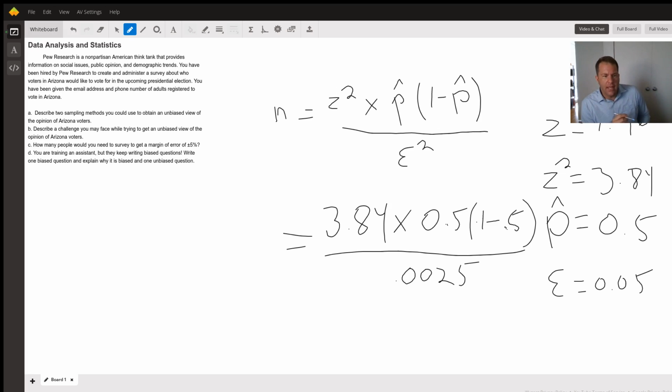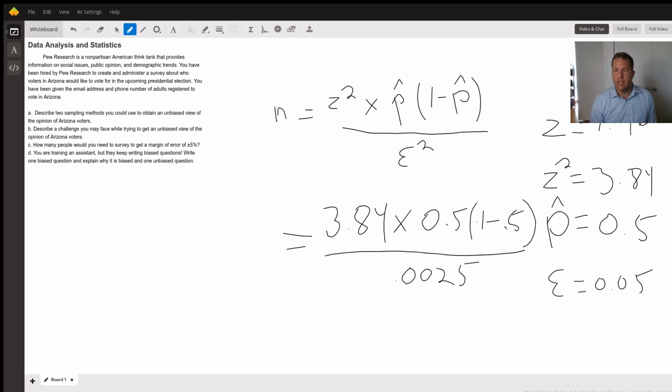So the next question is, how many people would we need to survey to get a margin of error of plus or minus 5%? There's actually a pretty simple equation for that. The number of people that we need to survey equals the z-score squared times the proportion times 1 minus the proportion, divided by our margin of error squared. So what are these values?